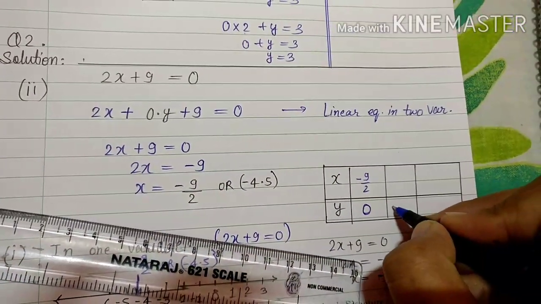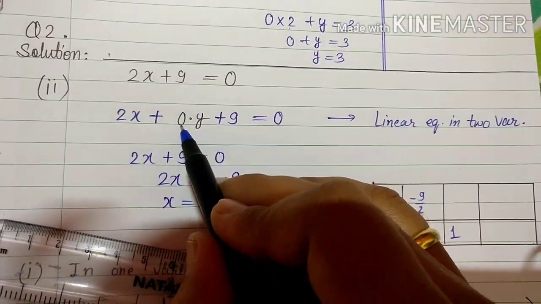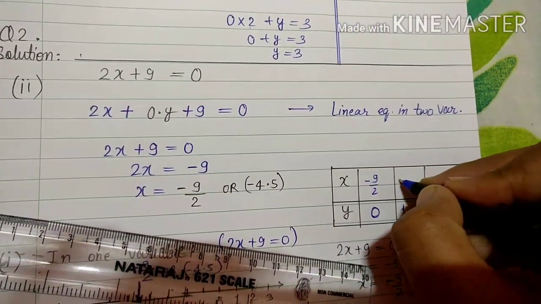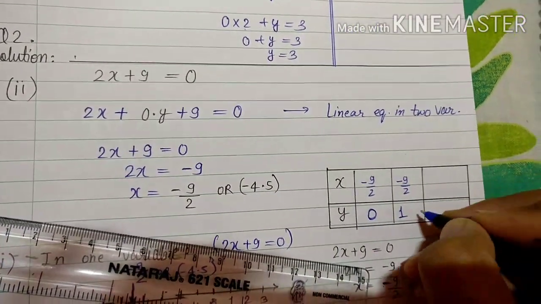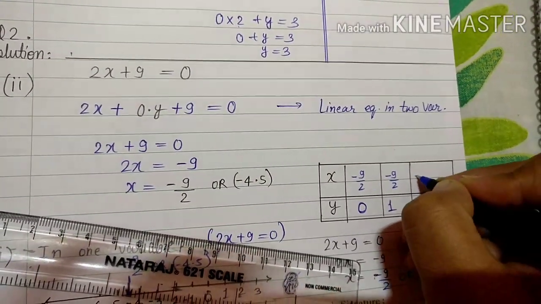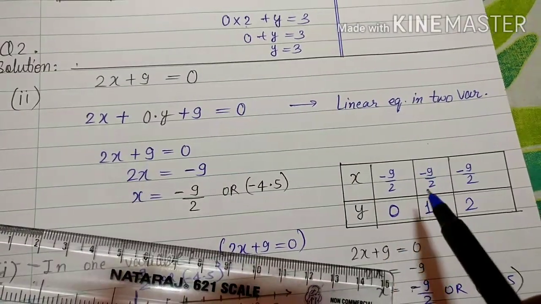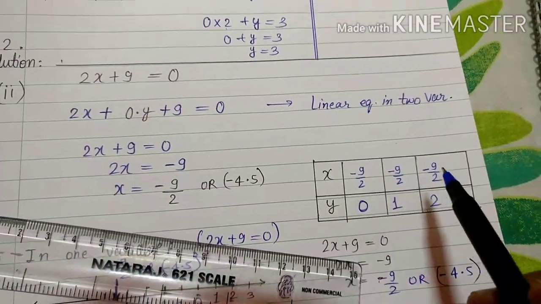Now in place of y we put 1. Again 1 times 0 is 0, so again it becomes 2x plus 9, and again the value of x is minus 9 upon 2. Now in place of y we put 2, and again we get minus 9 upon 2. So we got our three solutions: minus 9 upon 2 comma 0, minus 9 upon 2 comma 1, and minus 9 upon 2 comma 2.